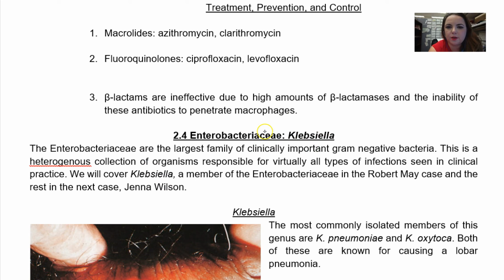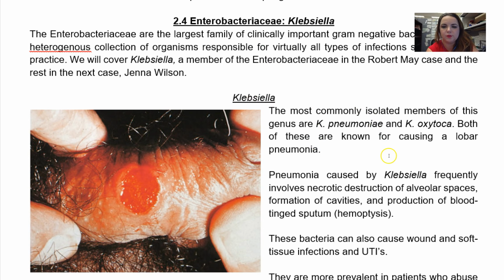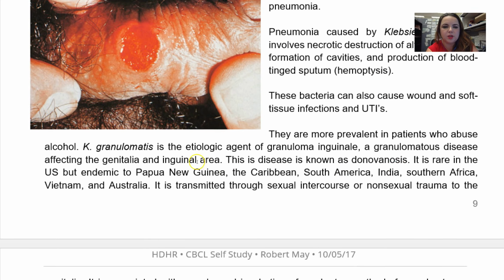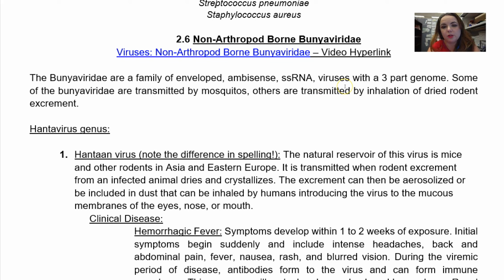This is the first of the Enterobacteriaceae. The Enterobacteriaceae are a really large family of bacterial organisms, and we're going to talk about the rest of them in the Jenna Wilson case, but we're going to start talking about them today in the Robert May case with Klebsiella. So we talk about some lesser known versions of Klebsiella as well, like oxytoca, and then we also talk about K. granulomatis, so you can go through those. And I just put in a little plug for Streptococcus pneumoniae and for Staphylococcus aureus, because both of those are causes of pneumonia.